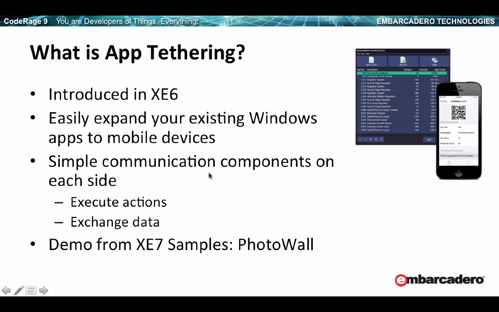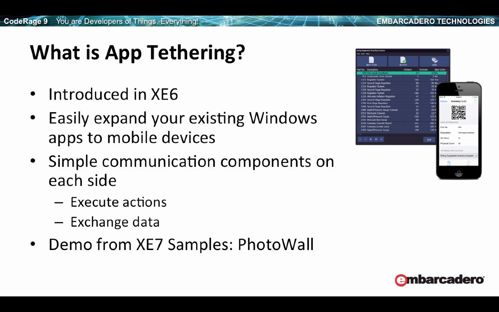Another great technology that you can leverage is App Tethering. App Tethering is extremely powerful. It was introduced in XE6 and has been expanded in XE7 to cover Bluetooth and some more Wi-Fi scenarios. It can be used to easily expand your existing Windows applications to mobile devices, and it's actually a great reason to migrate your applications, because these additional mobile companion apps can really become a big reason for your customers to buy an upgraded version of your application, so something that you'll directly benefit from.